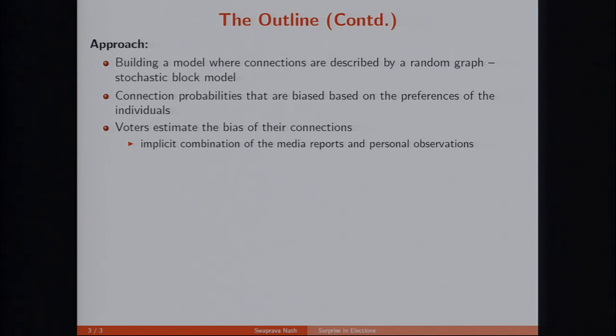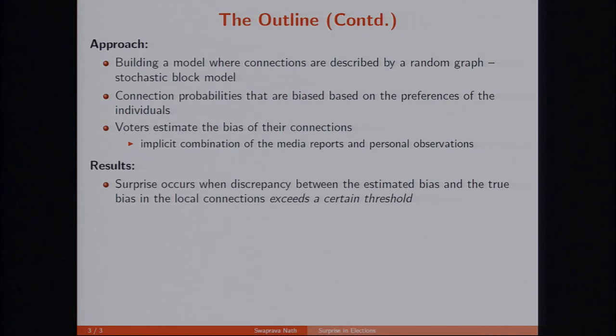So we assume a model for the voters' estimates. And this implicitly is a combination. One specific example, what we did in the experiment section, is an implicit combination of media reports and their personal observations. And the results that we show essentially attest the fact that surprise occurs when there is a discrepancy between your estimated bias and the true bias in the local connection, and whenever this exceeds a certain threshold. So I would be happy to elaborate on that in my poster session.